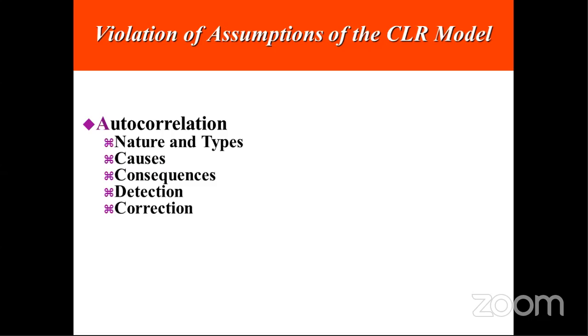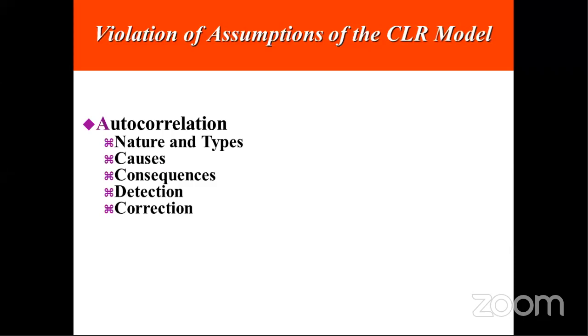No autocorrelation. Here in brief I will discuss the problem of autocorrelation: the nature of autocorrelation and the types of autocorrelation, the reasons for occurrence of the problem in our regression model, that is the causes of autocorrelation, then the consequences of autocorrelation, then the detecting measures, and last but not least the remedial or correction measures for autocorrelation.